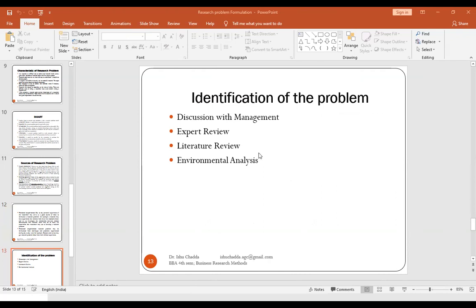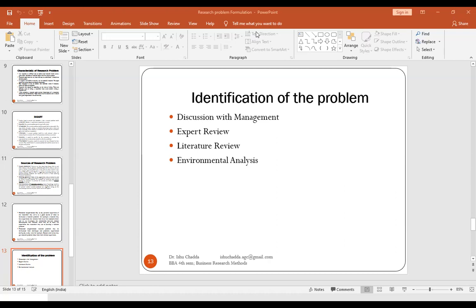We have to identify the problem with these basic ideas. A company, while dealing with marketing dynamics, encounters numerous problems that cannot be identified clearly. Hence, it is imperative that the researcher understands the context of the problem and manages to successfully identify it. The task of identification of the problem involves comprehensive discussion and analysis of associated contents. So the variables shown here, like discussion with management, expert review, literature review, and environment analysis, are there to identify the problem. Let's see the first one.